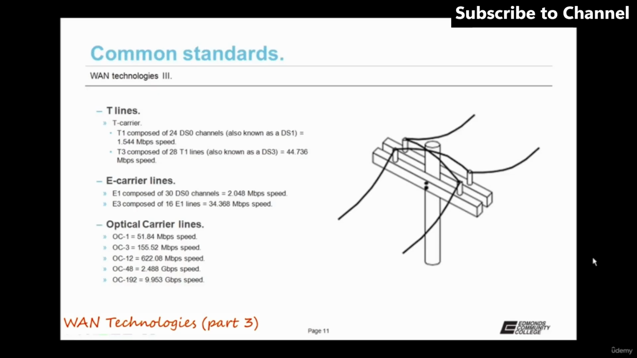That gives you up to 2.488 gigabits per second in bandwidth. Currently at the top of the line is the OC192. That gives you up to 9.953 gigabits per second speed. So essentially 10 gigabits per second worth of bandwidth.